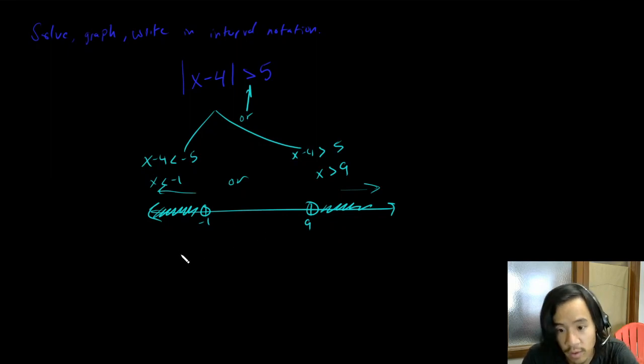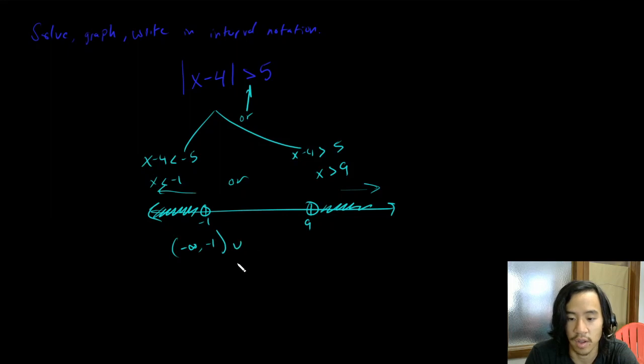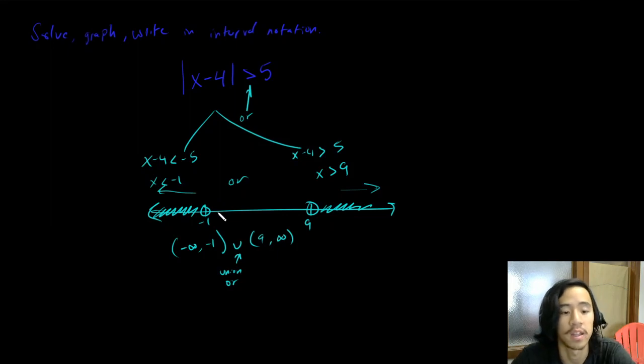Now we have to write it in interval notation. Well, it goes from negative infinity to negative 1. This symbol is a union, which means or. So it's this or from 9 to infinity. So as you can see, we have 2 different sets of numbers, and we also have 2 sets of numbers in our graph. Let's go on to the next question.